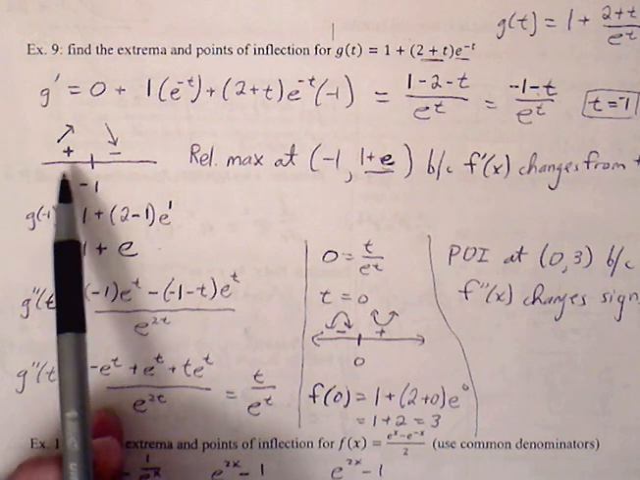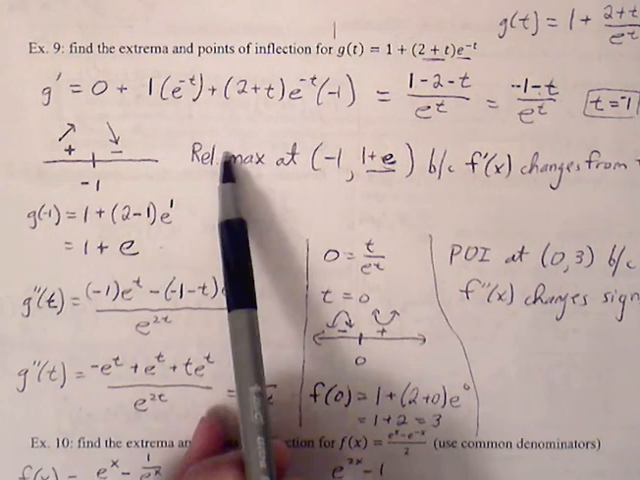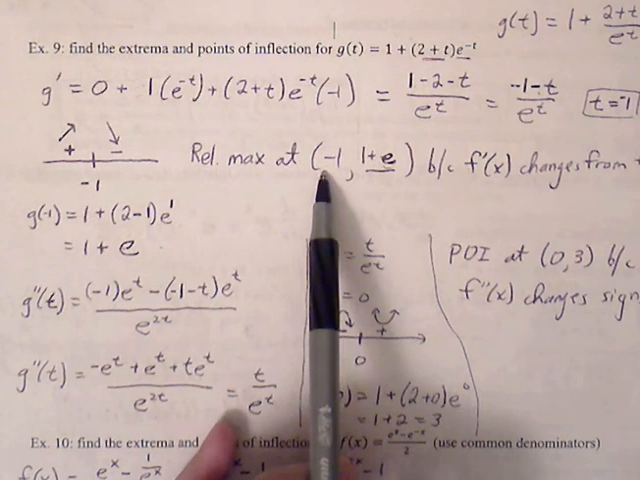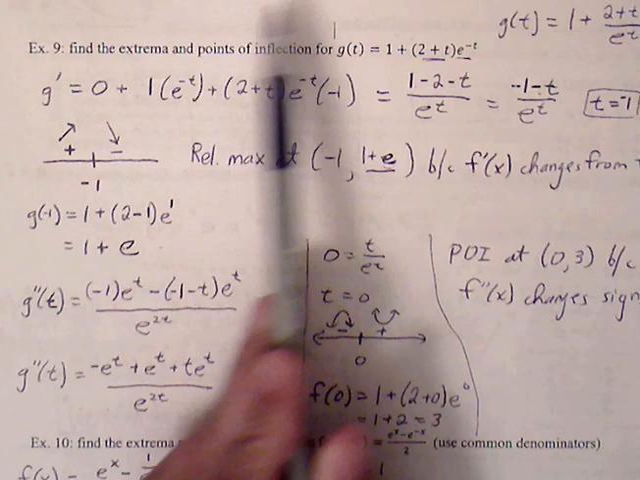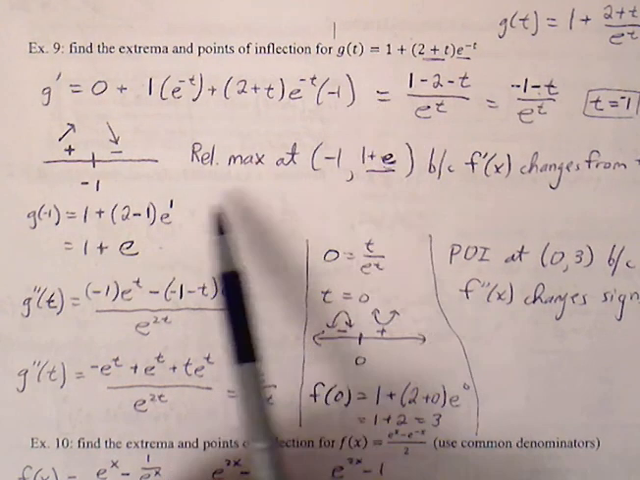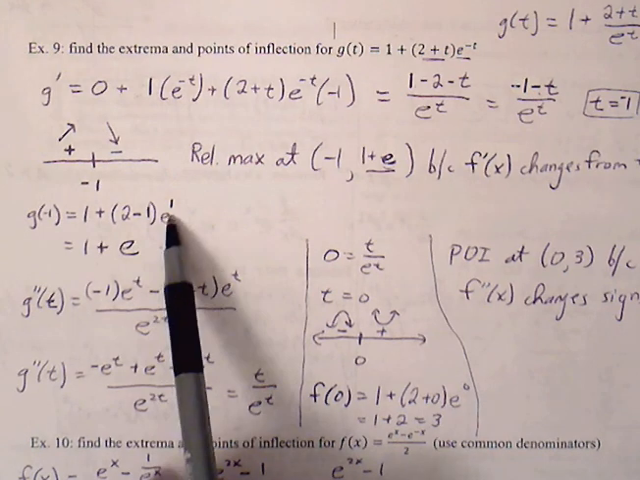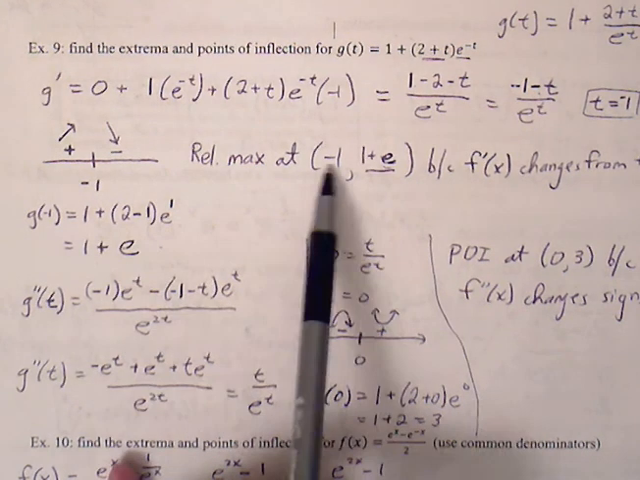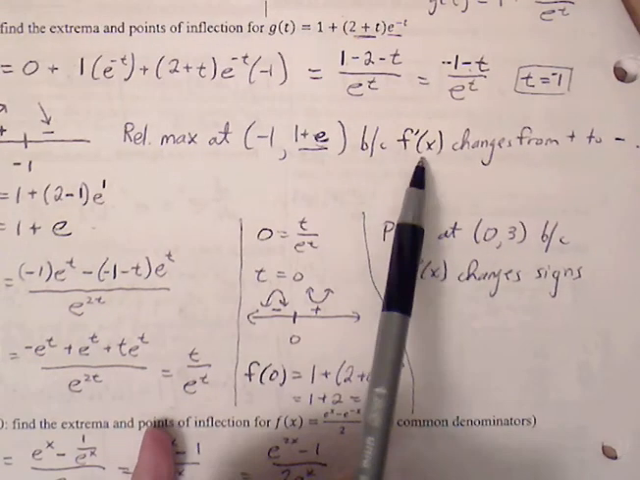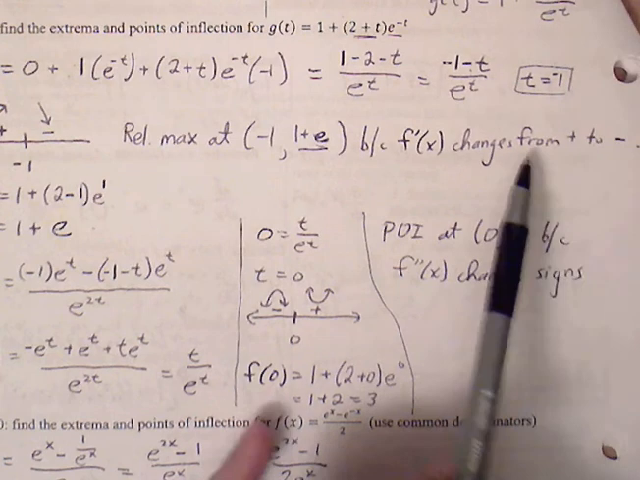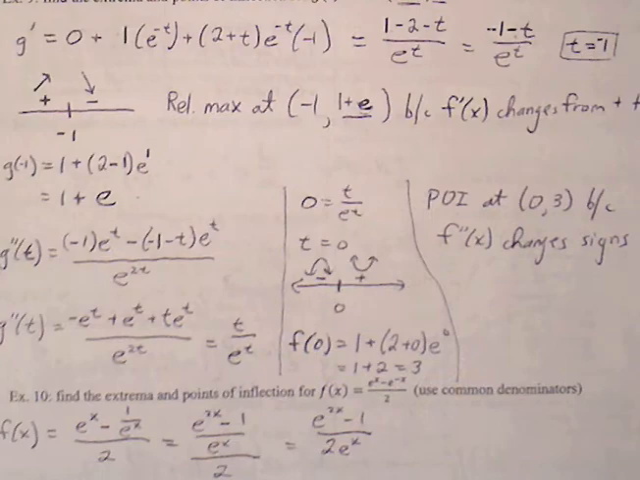So based off of this, we know the graph is rising, hits a maximum, falls. So we know a relative maximum occurs at negative 1 as the x value. Now to find the y value, we have to plug negative 1 back into the original equation. When we do that, we get 1 plus 2 minus 1 times e to the first power, so 1 plus e. So our relative max has a y value of 1 plus e. And because g prime changes from positive to negative would be our justification for our relative max.